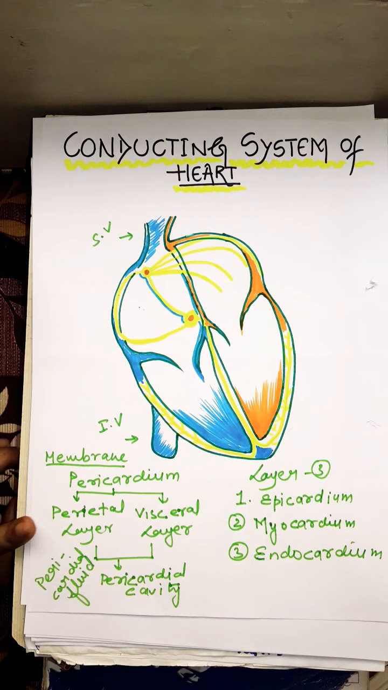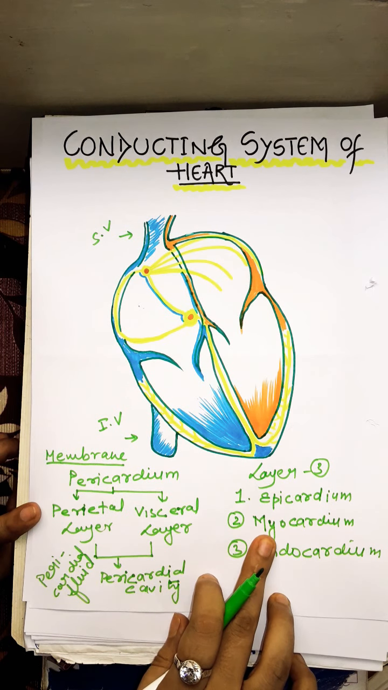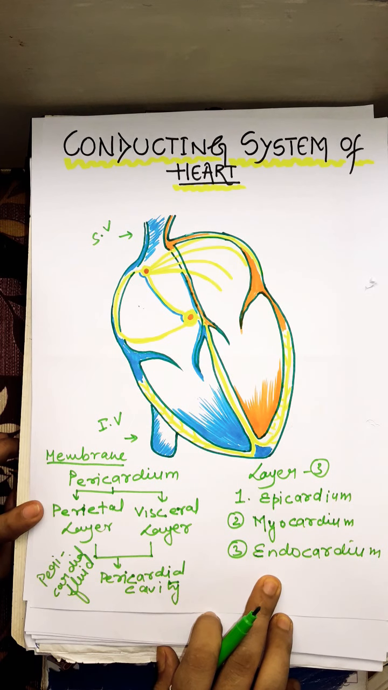The epicardium consists of mesothelium and connective tissue, the second one is the myocardium, which is composed of cardiac muscle tissue, and the last one is the endocardium, which consists of endothelium and connective tissue.